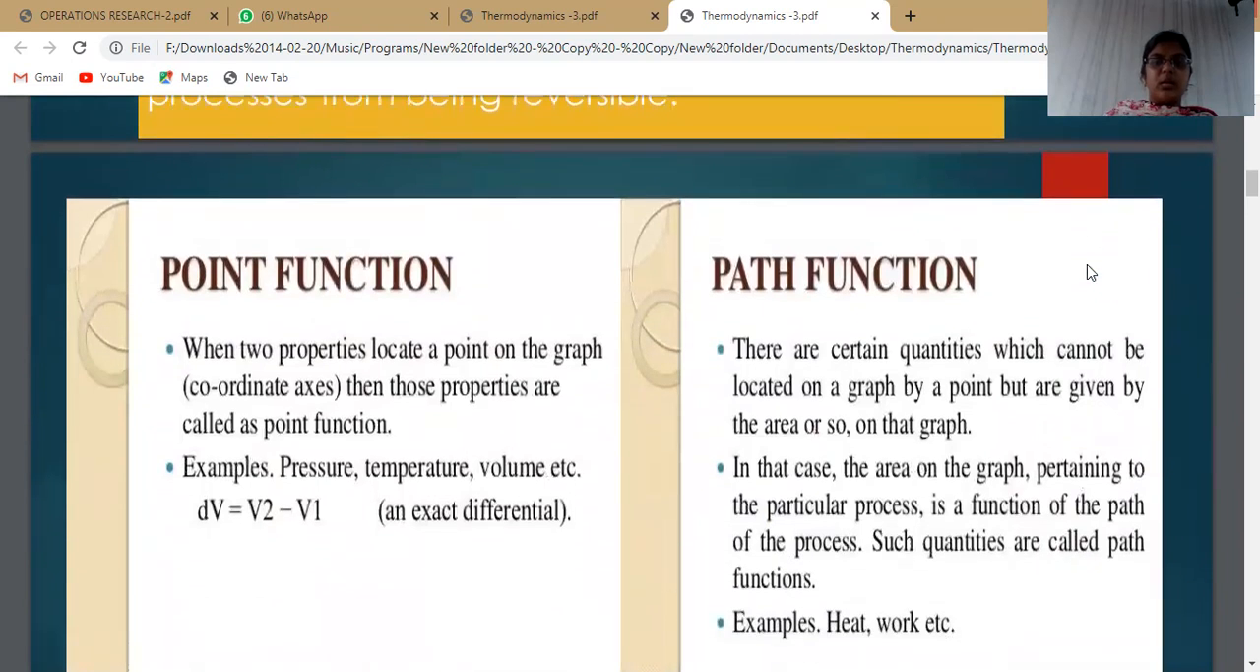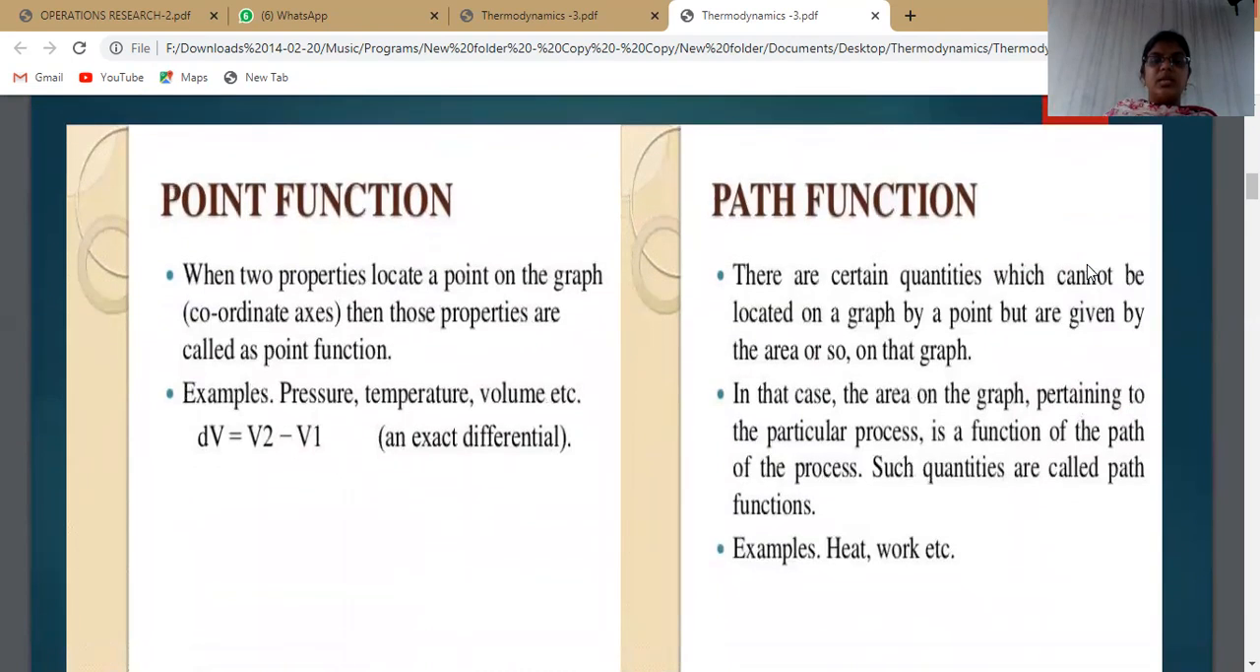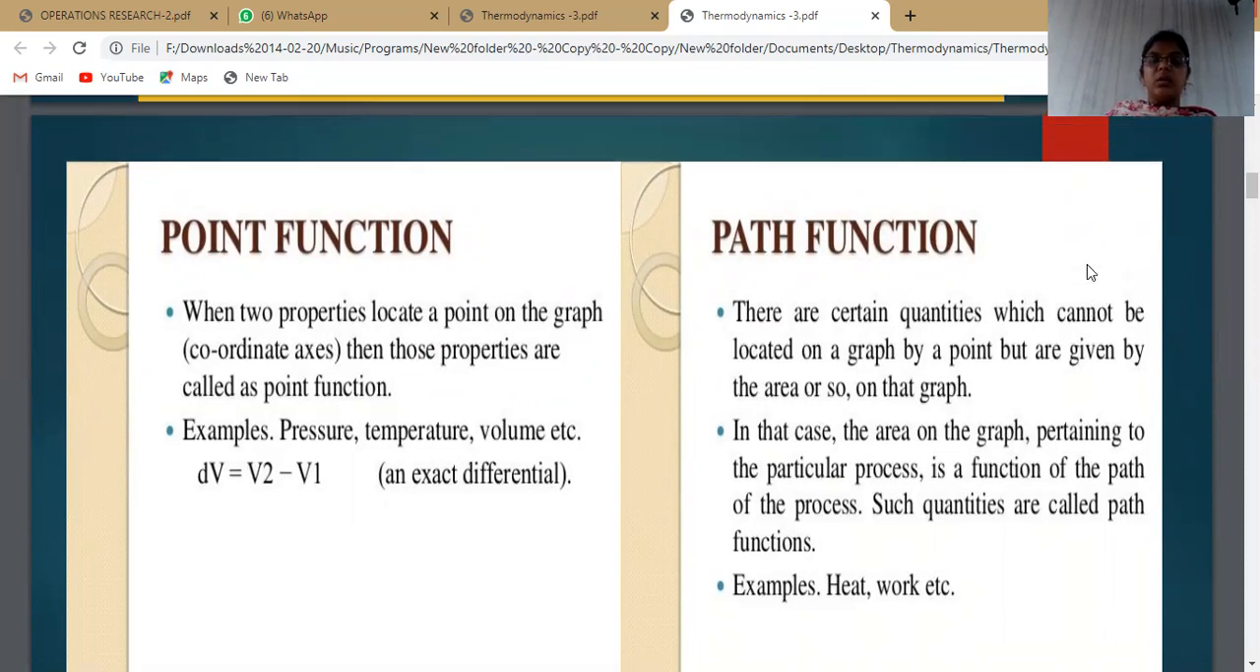Next, we have already discussed point function and path function. When two properties locate a point on the graph coordinate axis, those properties are called point functions. Examples: pressure, temperature, volume, etc. Those properties are exact differentials because we indicate a particular point on the graph, which means the change in volume dV is V2 minus V1. If V1 equals V2, dV is equal to 0.